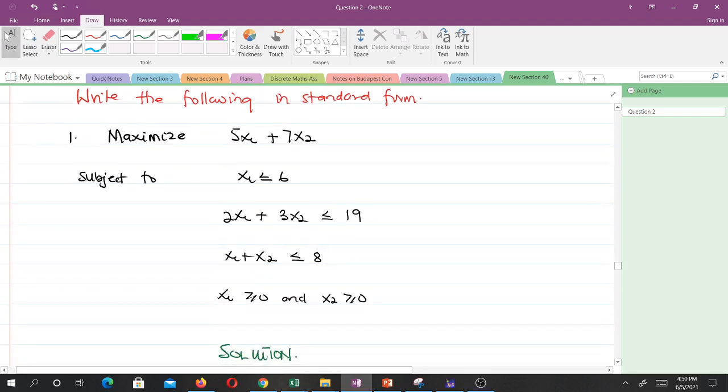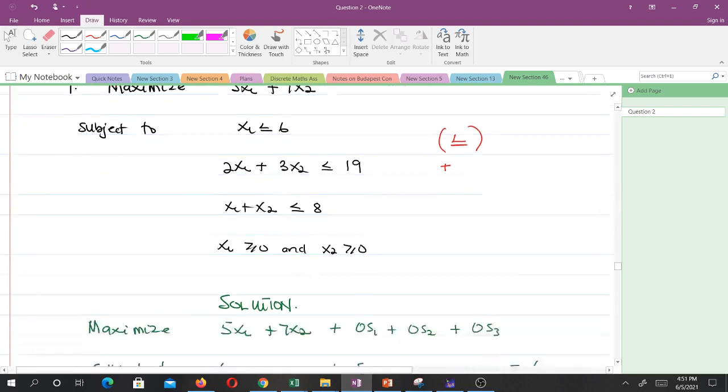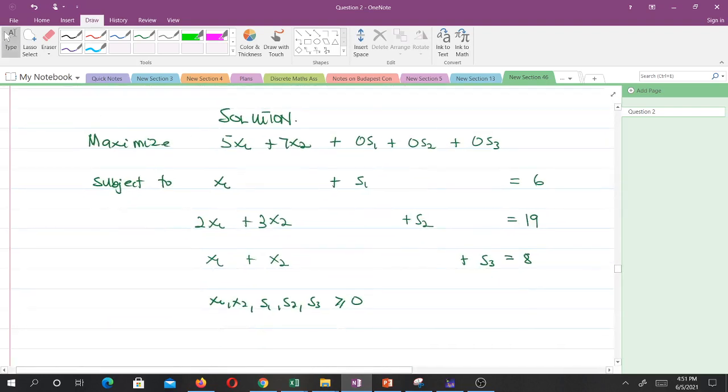You can see that here we have the less than or equal to in our constraints. So we want to change this to equality. And since we have less than or equal to constraints, what we can do is to add slack variables. And since we are writing it in standard form, it follows a certain format, so be careful of how we write it. This is going to be the LP model in standard form.